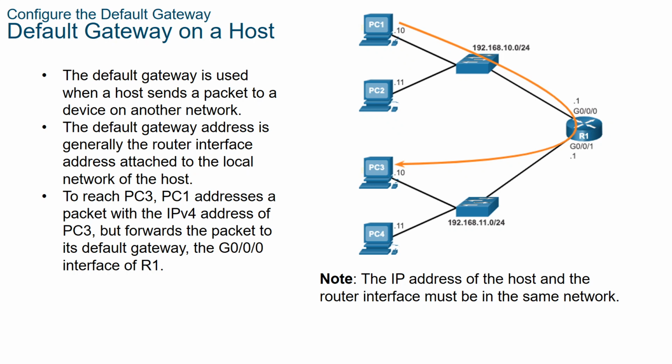So PC1 communicating with PC3 will use PC3's destination IP address, but the MAC address for the first hop will be for the GigabitEthernet 0/0/0 interface on router 1. So it will send to that default gateway address first in order to move its packets out of its network to the remote connection of PC3.